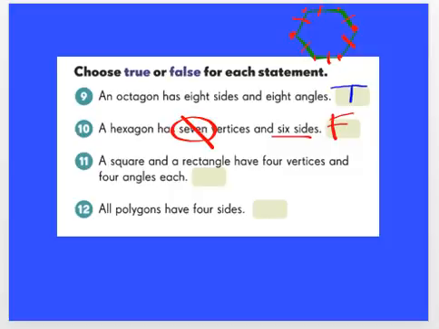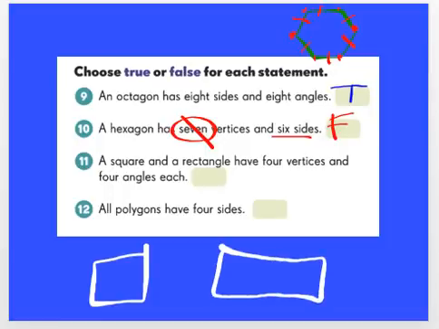A square and a rectangle have 4 vertices and 4 angles each. Well, a square is a type of quadrilateral, and it definitely has 4 vertices and 4 angles. And a rectangle is another kind of polygon, which also has 4 vertices and 4 angles. So yes, that one's true. And all polygons have 4 sides? No way. We just saw a ton of examples of polygons that have 5 sides, 6 sides, 3 sides. So totally only the quadrilaterals have 4 sides.